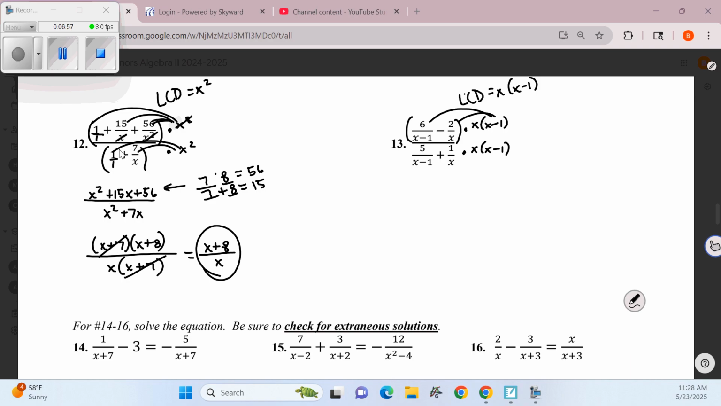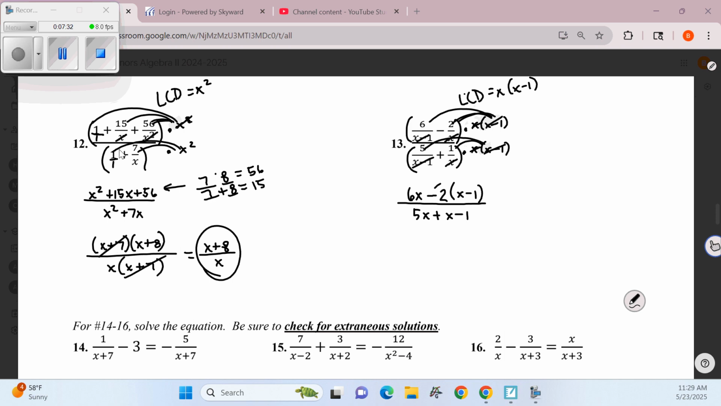So let's do the numerator first. I hope you can see that the x minus 1 would cancel, and so that would leave us with a 6x minus, when we go to the second fraction up on top, the x's would cancel, so it would leave us with a minus 2 times x minus 1. All over, distributing through to the denominator, the x minus 1's would cancel, leaving us with 5x. And again, the second fraction here, the x's would cancel, leaving us with a plus x minus 1. 1 times x minus 1, but we don't really need that.